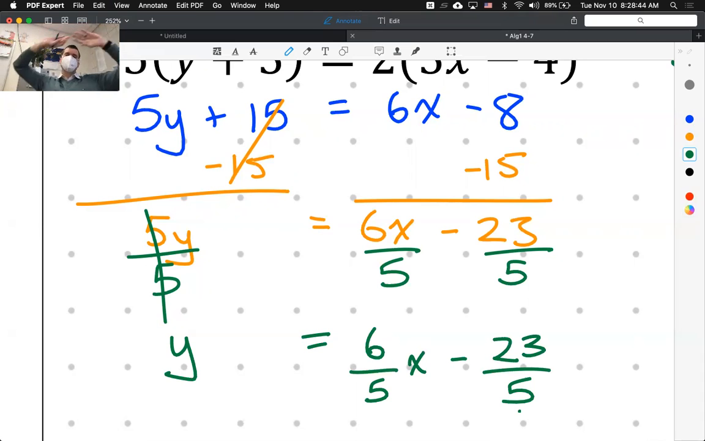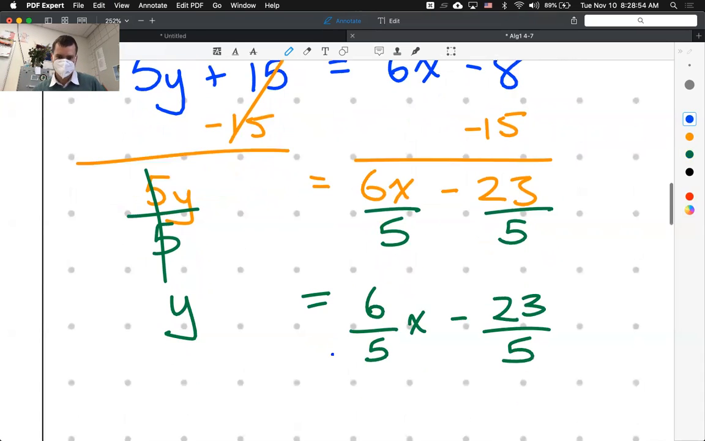What's our slope? Ashley? 6/5. There it is. When you have it in slope intercept form, slope is the coefficient of our x, 6/5.